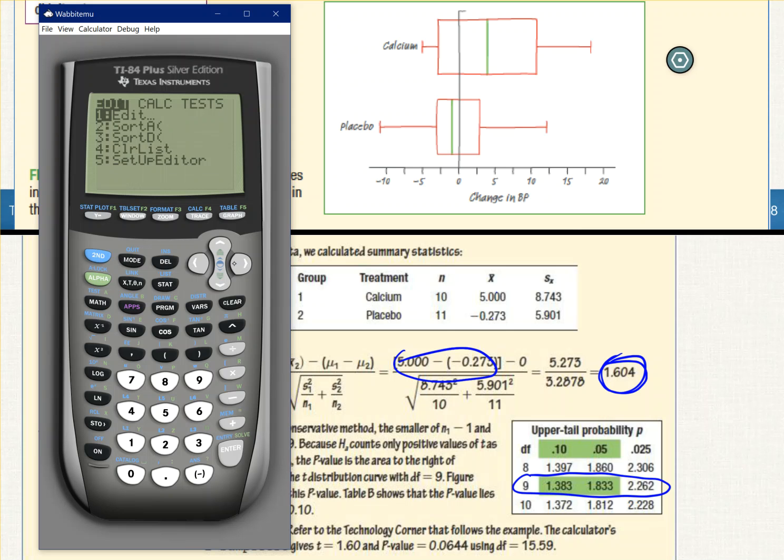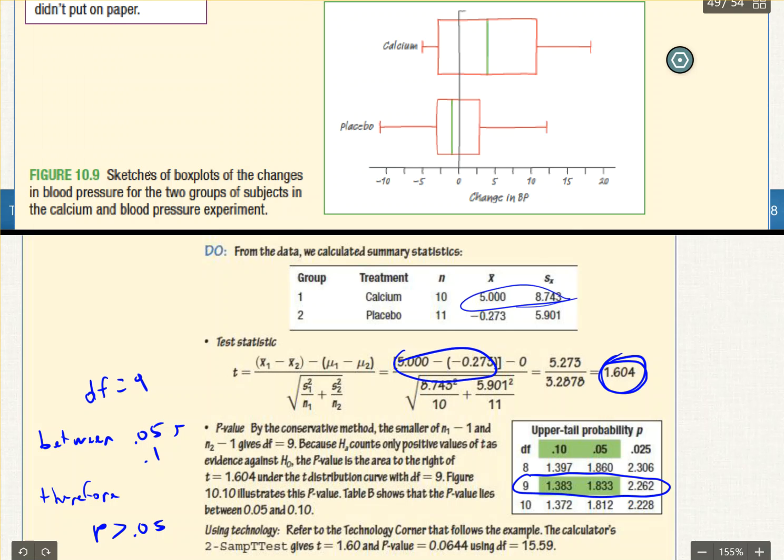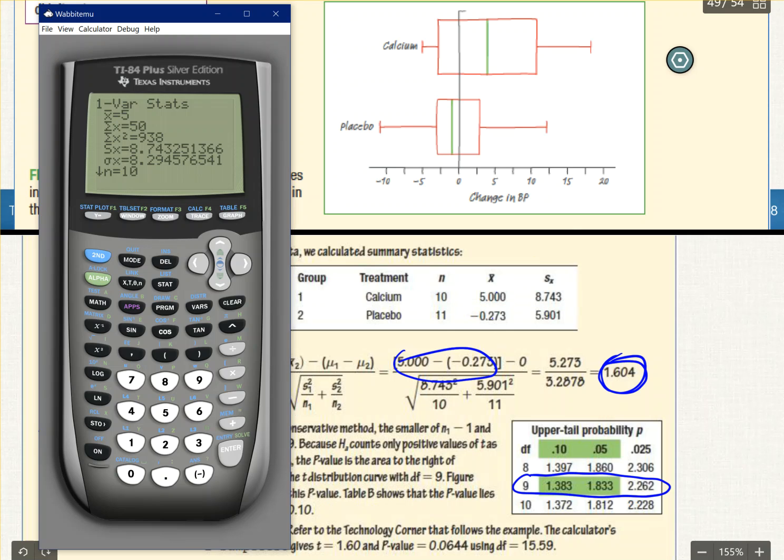Now you can go into stat, calc, 1var stats, and this will do it on L1, or if you want to be extra careful, you can say 1var stats L1. And there it tells me my x bar is 5, standard deviation is 8.74, and you can see those numbers right there. And then if I want to do it on the other one, I'm just going to do the exact same thing, stat, calc, 1var stats, and then list 2. And now you can see mean negative 0.27, standard deviation 5.9, and they match up. So that's how you could get that data, if you're trying to do it by hand.